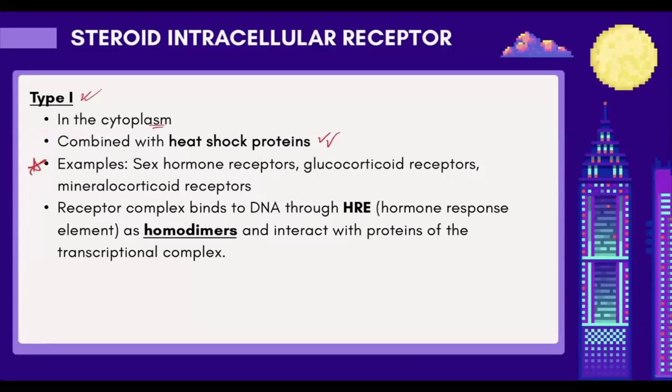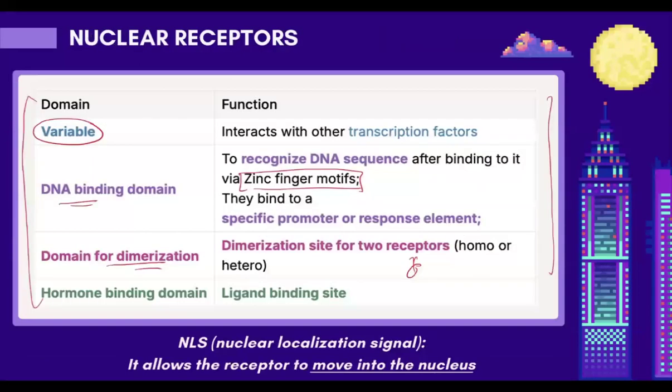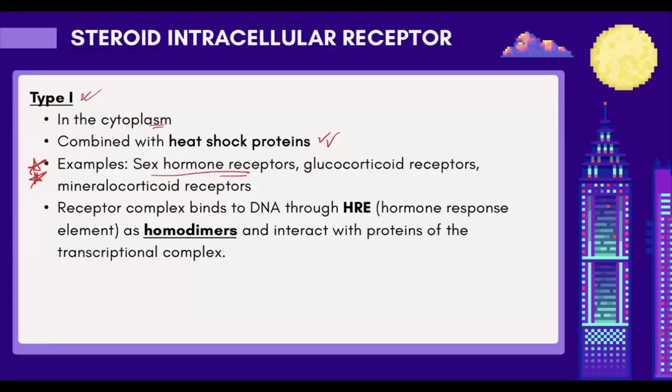This is the very, very important part, which is examples of these receptors. Sex hormone receptors, androgen, testosterone, estrogen, and so on, are under type 1 receptors. Glucocorticoid receptors and mineralocorticoid receptors, sorry, are also under type 1. Those are just examples of them.